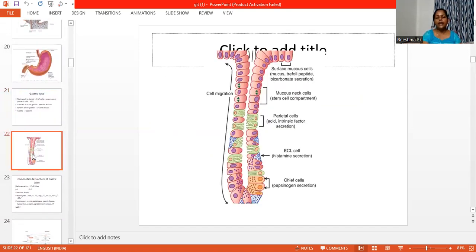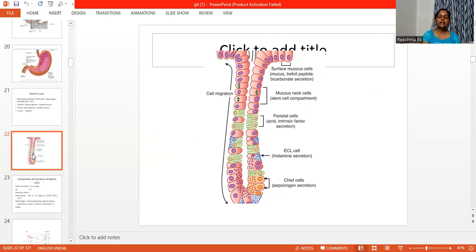This is the diagram of gastric glands. Gastric glands are tubular structures. Sometimes it is seen as racemose in pattern. These are the various cells which line the gastric glands. We can say chief cells. Chief cells are the cells which release pepsinogen.